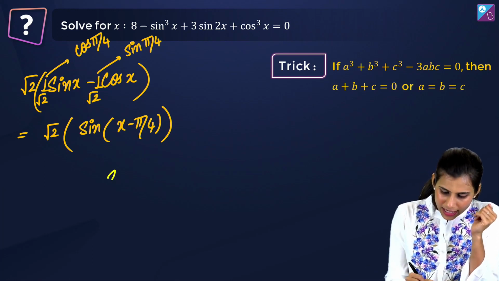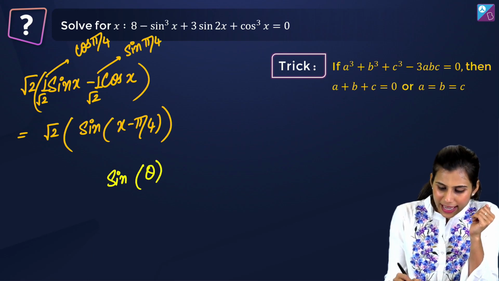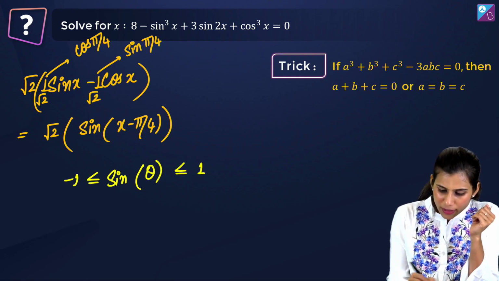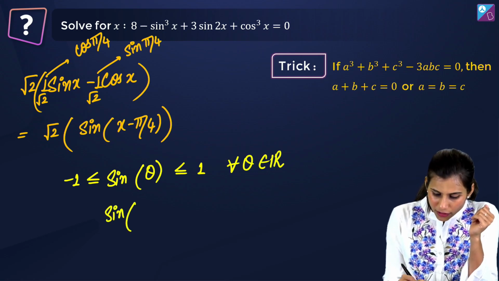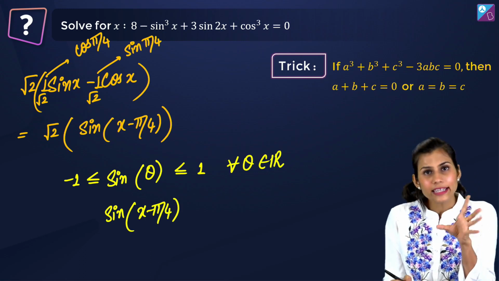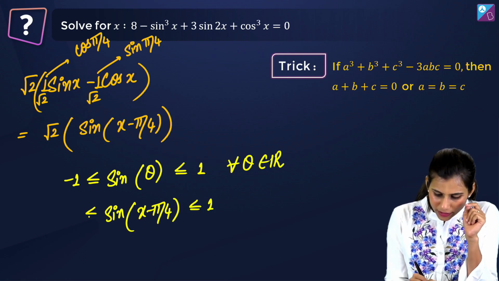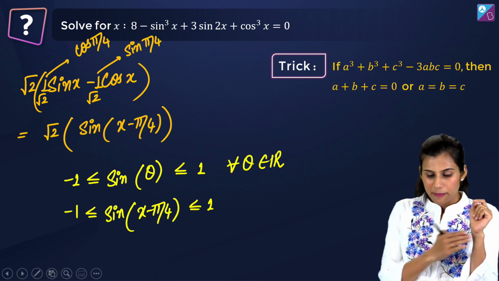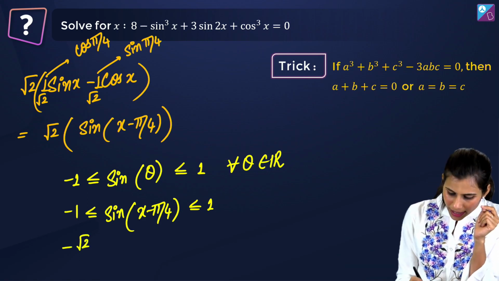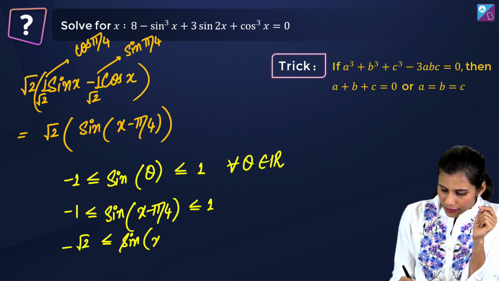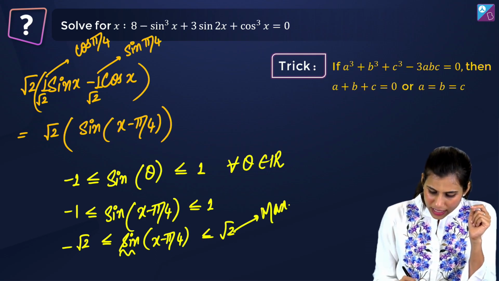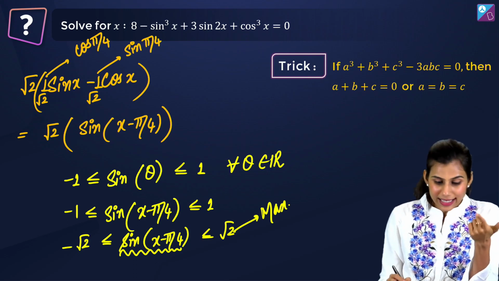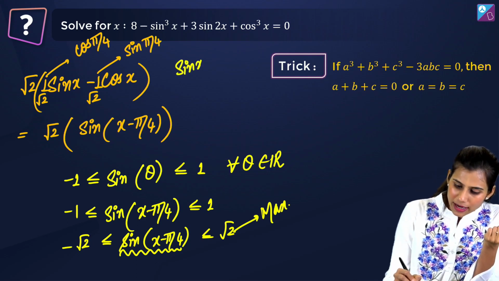Alright, what next? I know sine of any real angle theta is less than or equal to 1, greater than or equal to minus 1. That means sine of x minus pi by 4 for any real x also will be less than or equal to 1, greater than or equal to minus 1. If I multiply throughout by root 2, what will I get? Minus root 2 is less than or equal to root 2 sine of x minus pi by 4, which is less than or equal to root 2. That means root 2 is the maximum value of this, which is exactly the same as sine x minus cos x.